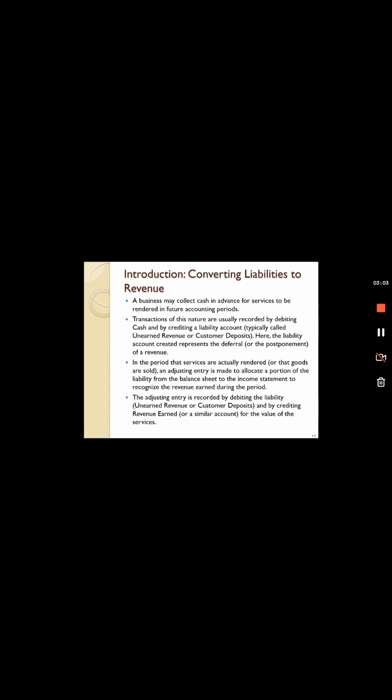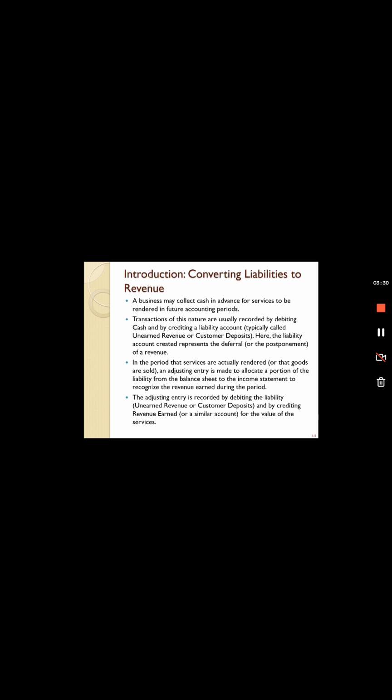अब liabilities को revenue में किस तरह से convert किया जाता है? A business may collect cash in advance for services to be rendered in future accounting periods. Transactions of this nature are usually recorded by debiting cash and by crediting the liability account, typically called unearned revenue or customer deposits. Here, the liability account created represents the deferral or the postponement of revenue.